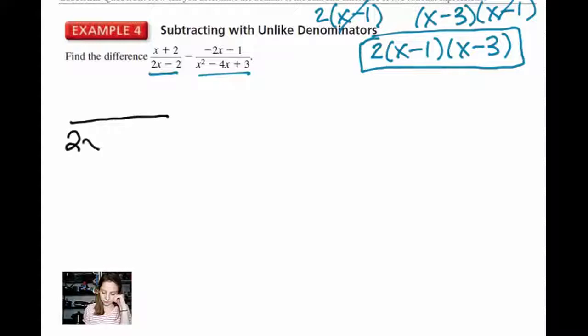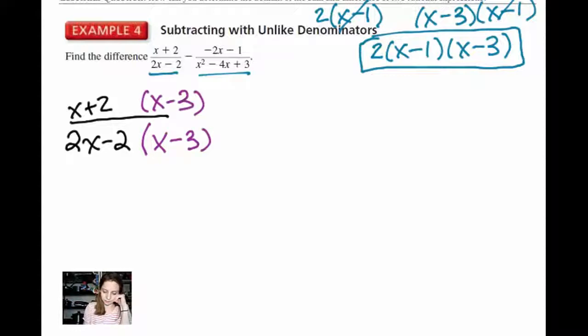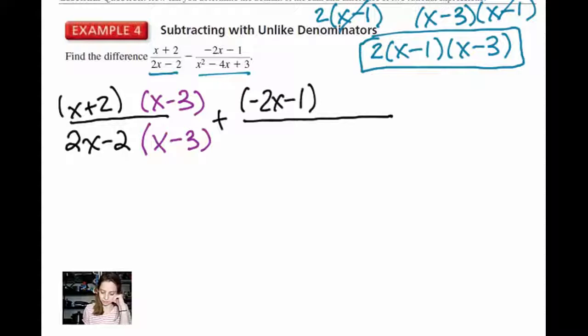So I have 2x minus 2 and x plus 2, which I will be multiplying both of these by x minus 3, plus I have negative 2x minus 1, and then rewrite the denominator as x minus 3 times x minus 1. And so what I'm missing here is the 2.